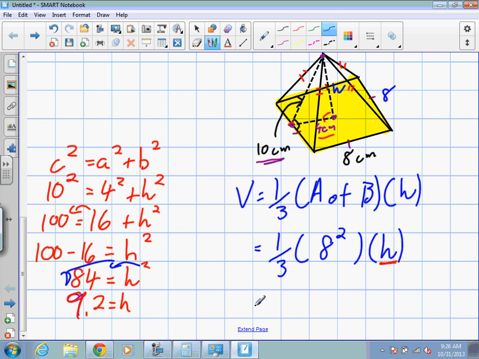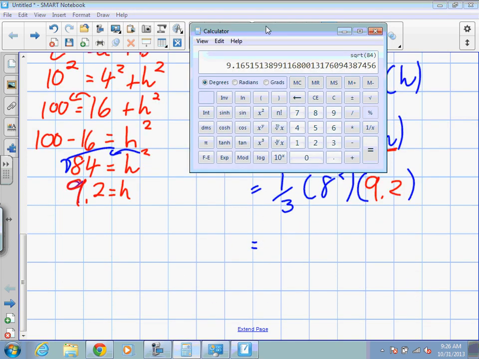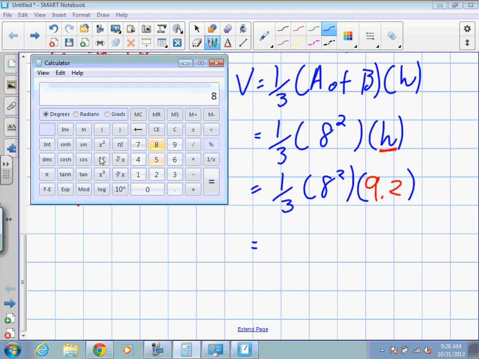So 1/3 times 8 squared times 9.2 is equal to the volume of this pyramid. We're going to work that all out on our calculator here. 8 squared is 64 times 9.2. And then we could just divide by 3 or multiply by 1/3. It's the exact same thing. So let's divide by 3 in this case.